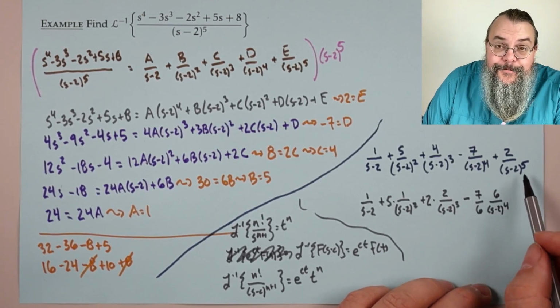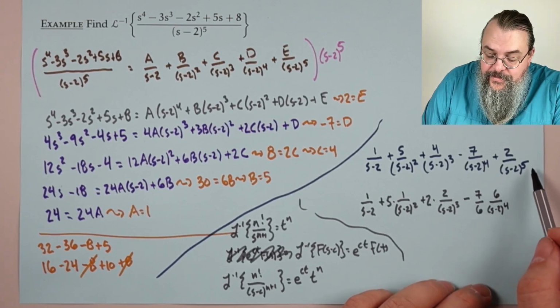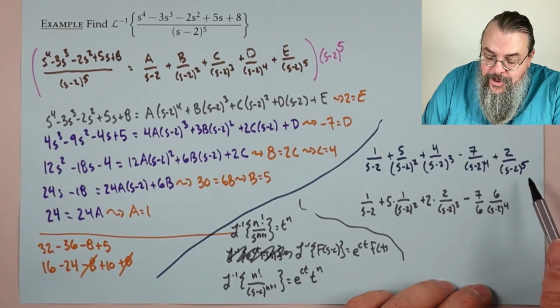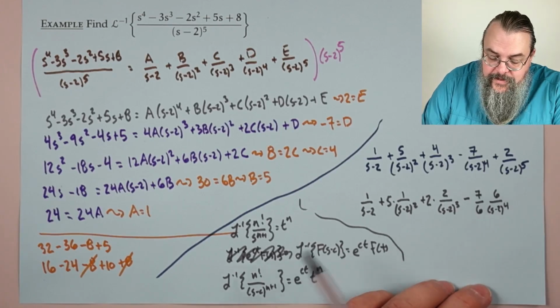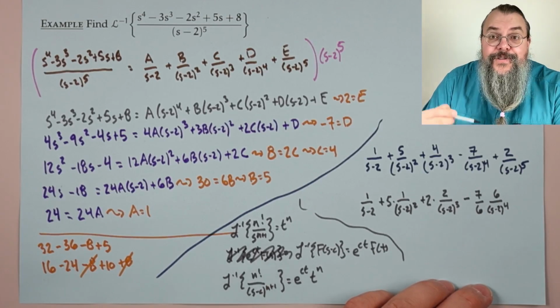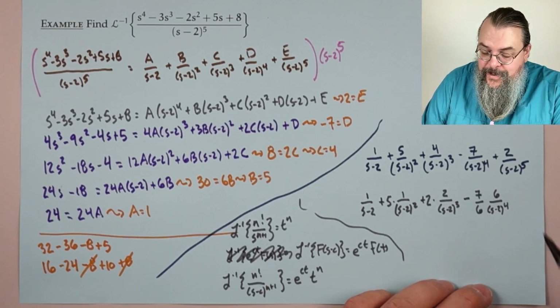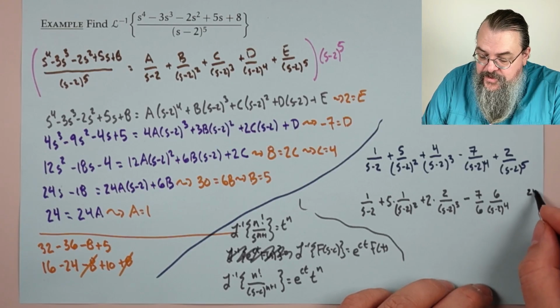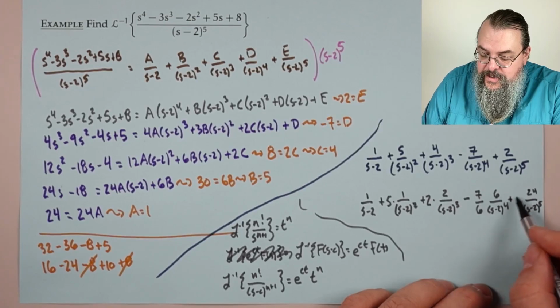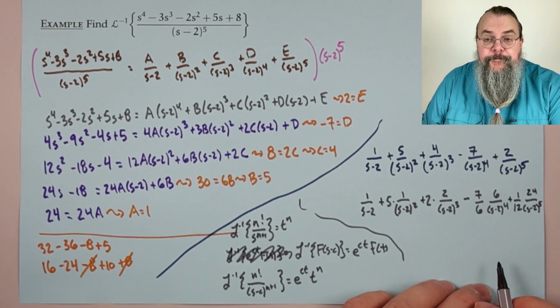Now the last term, s minus 2 to the 5th, well, what do we want? That's n plus 1, so that's n equals 4. We want 4 factorial, which is 24. So we want a 24 upstairs. Well, what do we have? Currently we have 2, so to get there, well, 24 to 2 means multiply by 1/12.